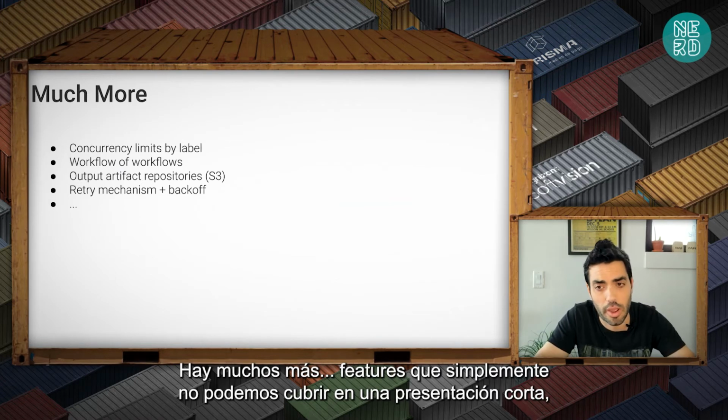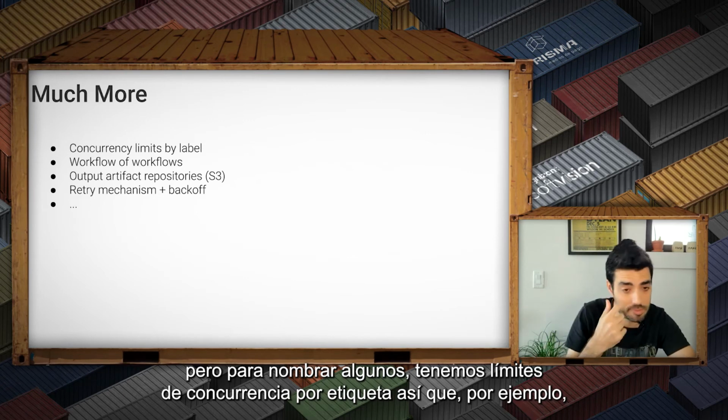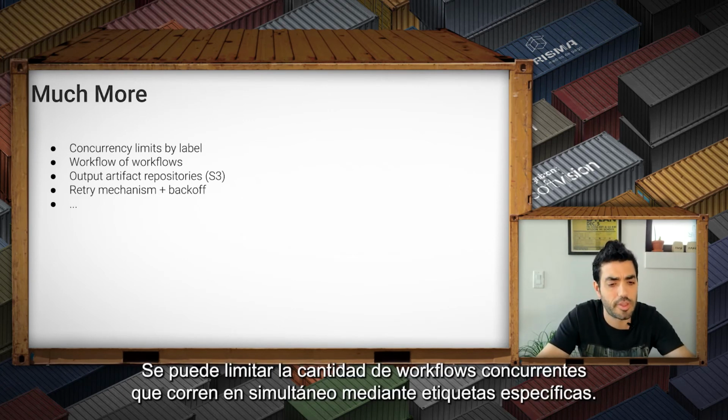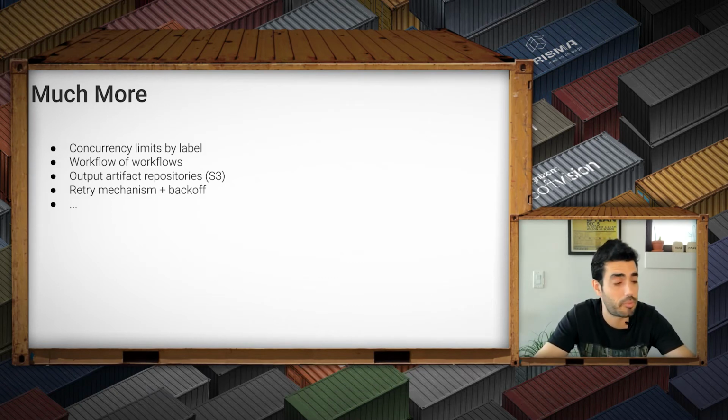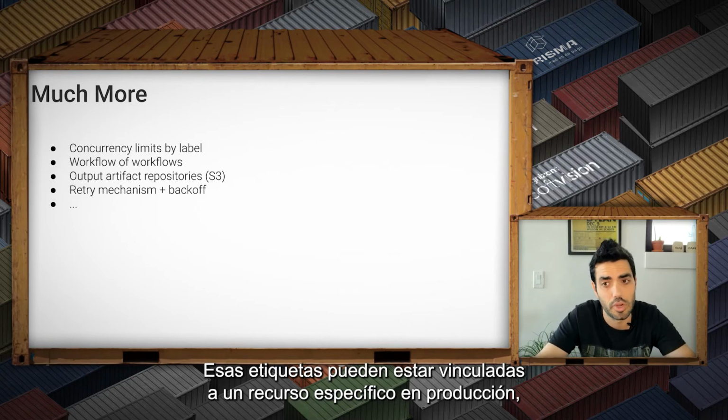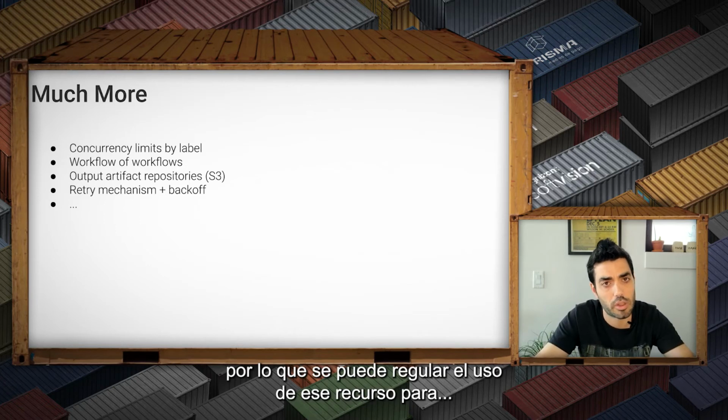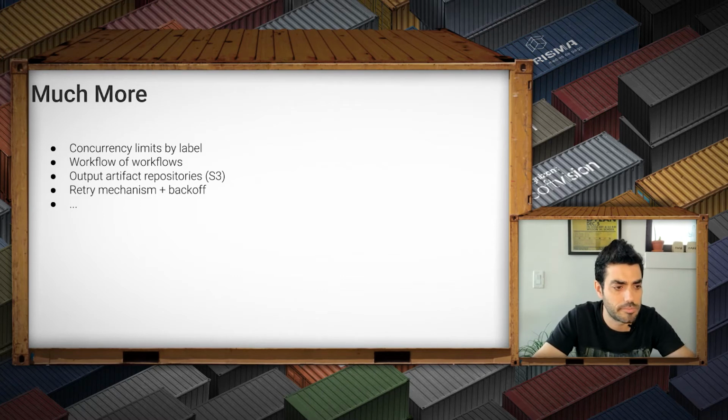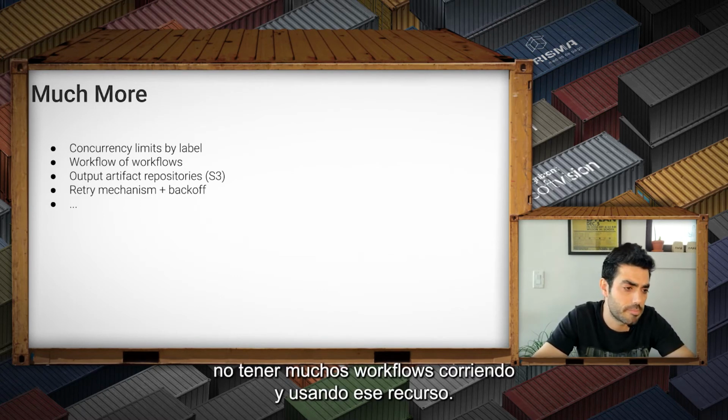There are many more features that you just can't cover in a short presentation, but to name a few, you've got concurrency limits by label. So for example, you can limit the number of concurrent workflows that run at the same time by specific labels. Those labels can, for example, be tied to a specific resource in your production. So you can throttle the use of that resource in order to not have too many workflows running and using that resource.